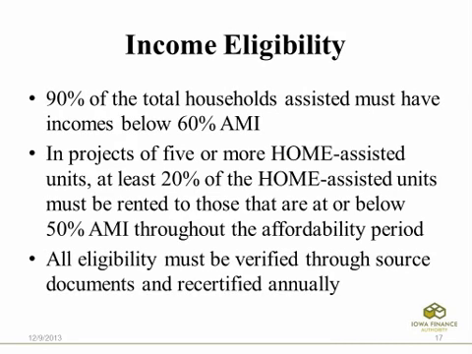Income eligibility: 90% of the total households assisted must have incomes that are below 60% of AMI. For projects with 5 or more HOME-assisted units, at least 20% of those units must be rented to those at or below 50% AMI throughout the affordability period. I may have said that wrong. It's 20% of the HOME-assisted units. Make sure we got that clear. All eligibility must be verified through source documents and recertified annually.